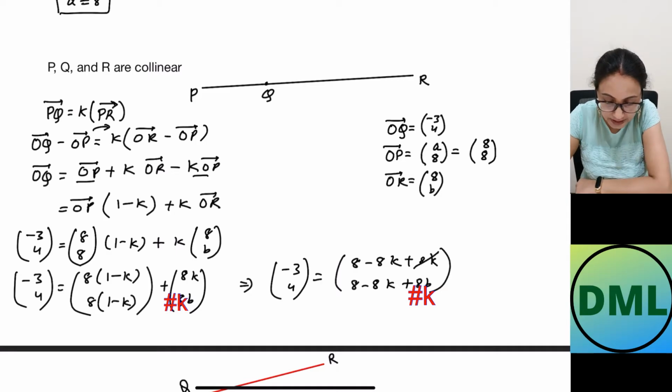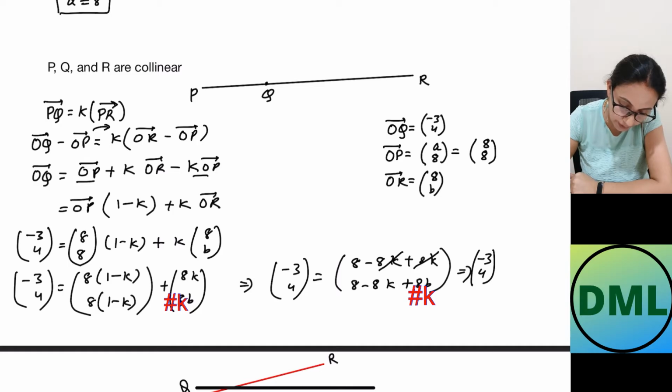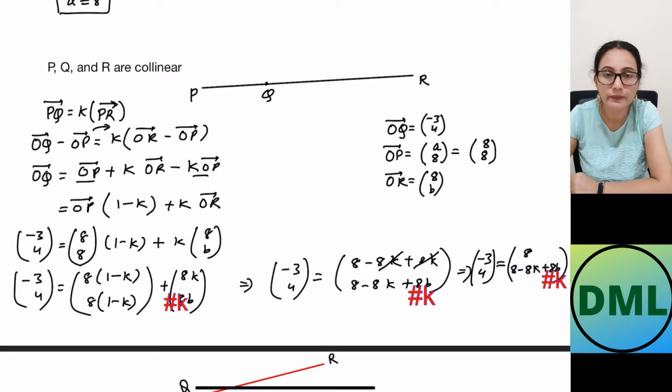So, from here, this got cancelled and you are left with -3, 4 is equal to 8, 8 minus 8K plus 8B. Now, if I equate the I vector, I am getting -3 is equal to 8, which is not possible. That means if I say that the vectors are collinear here, I can't write down PQ is equal to K times PR vector. So this method of applying the collinear vectors of solving it is not working in this question. So we have to apply some different method.